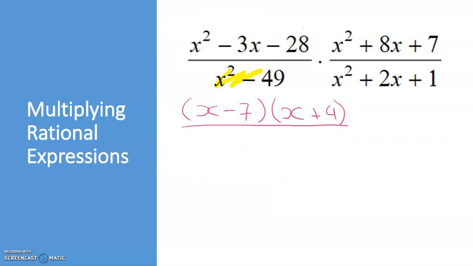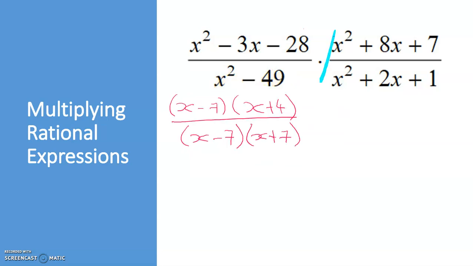Now this polynomial here in the denominator of the left-hand side is a difference of two squares. So that is simply x minus 7 and x plus 7, because 7 is the square root of 49 and x is the square root of x squared. So now let's have a look at the right-hand side and factor those two expressions.